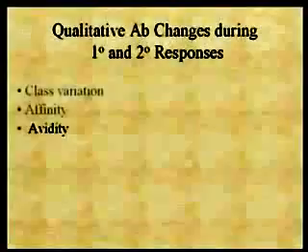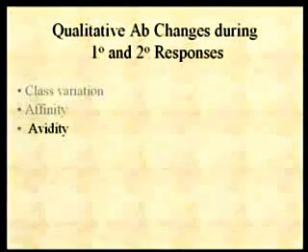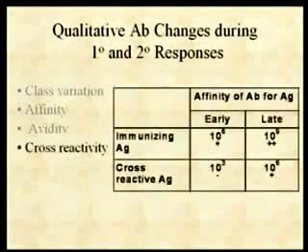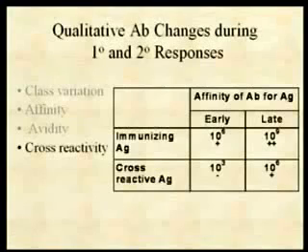There is also an increase in the avidity in the secondary response. And that's not too surprising. If the affinity is going up, the avidity is going to go up as well. Okay? So in the secondary response, we see class variation, affinity maturation, and avidity increases. Now what's less obvious is that there's also an increase in cross-reactivity. And the better way of saying that is that there's an increase in detectable cross-reactions. And let me illustrate that.